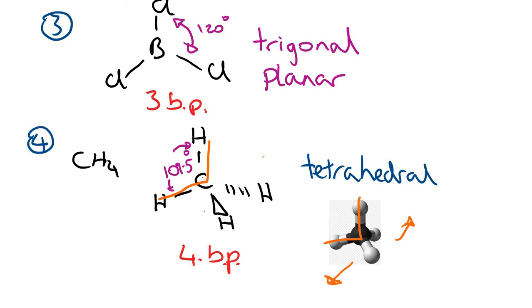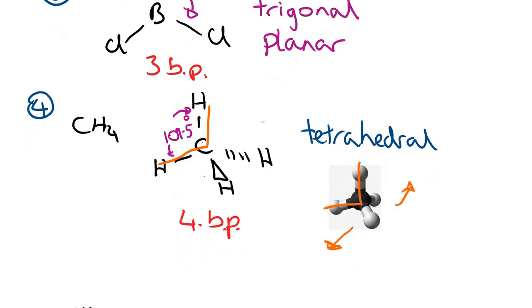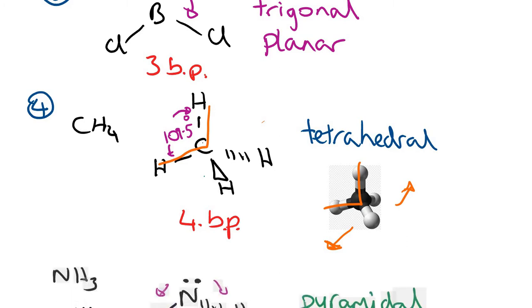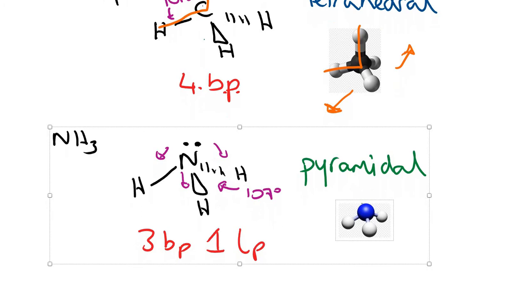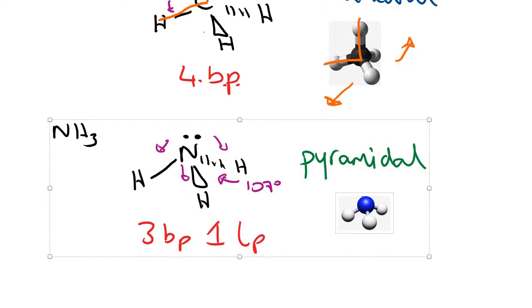You can buy molecular model sets online. They're really, really handy. They'll be able to help identify the shapes of the molecules. That's known as tetrahedral anyway, and it's got 4 bonding pairs of electrons. Now we're going to look at a system where we have 4 pairs of electrons, but they're not all bonding pairs. So let's have a look at this one here.